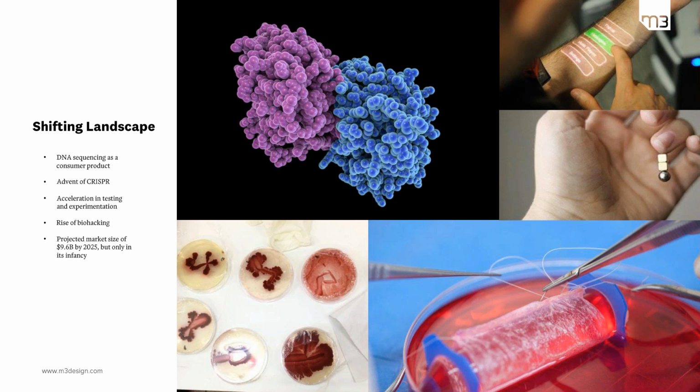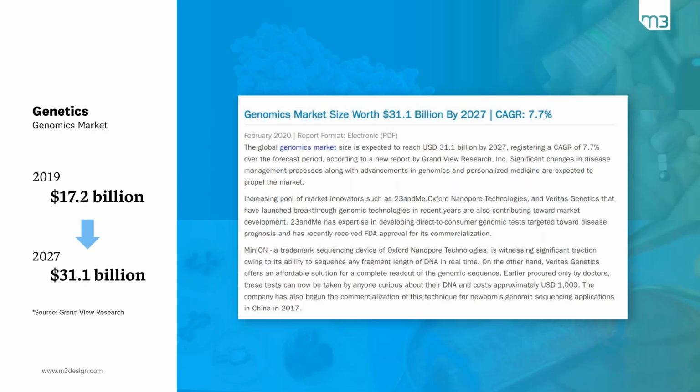And what's interesting here is that the market size is only projected to be 9 billion by 2025. So it's really just in its infancy. It's just kind of at the hairy edge of starting. The genomics market is a little bit further along. It's kind of currently at 17, 18 billion and projected to be 30 by 2027.